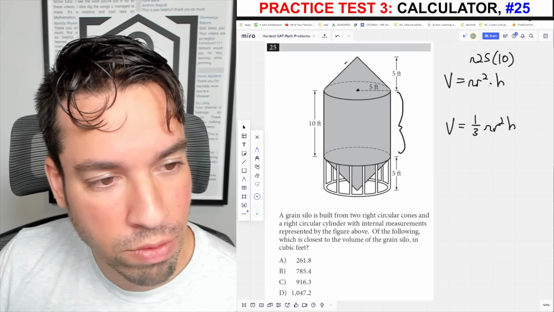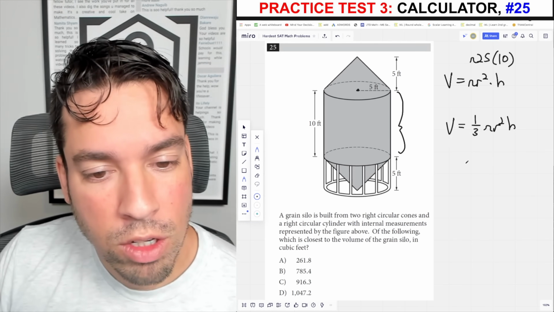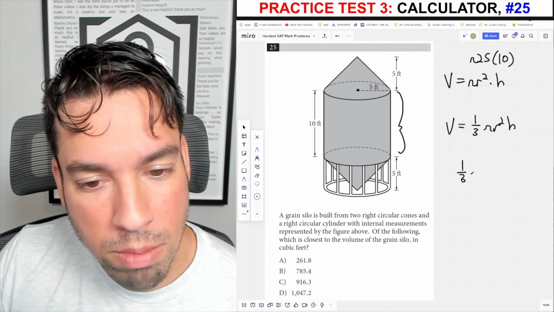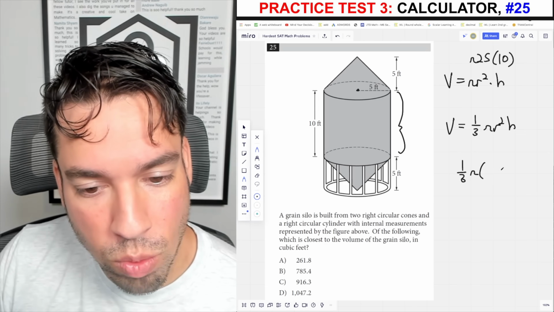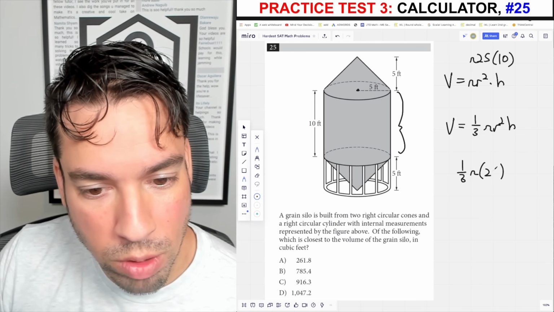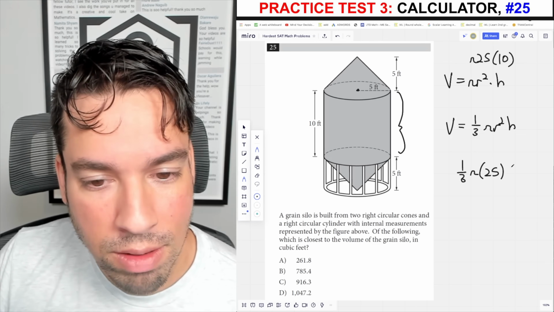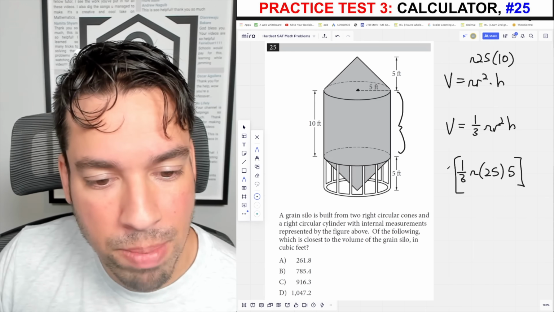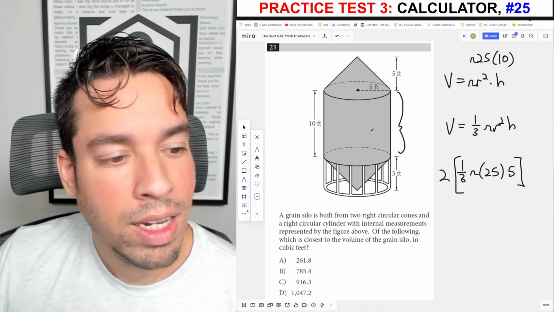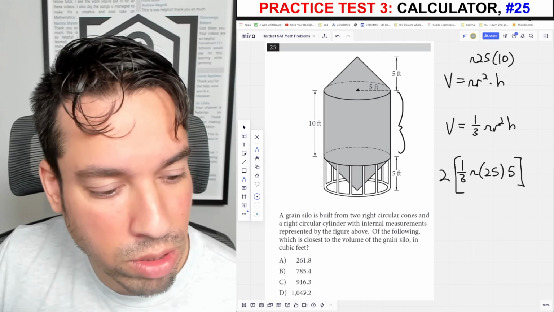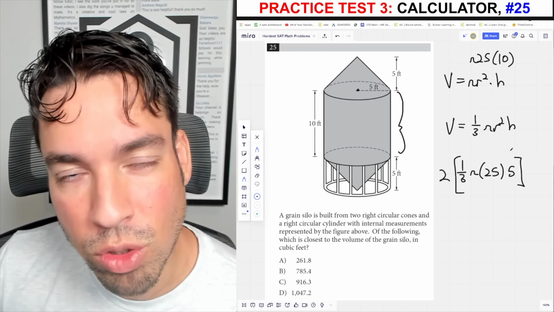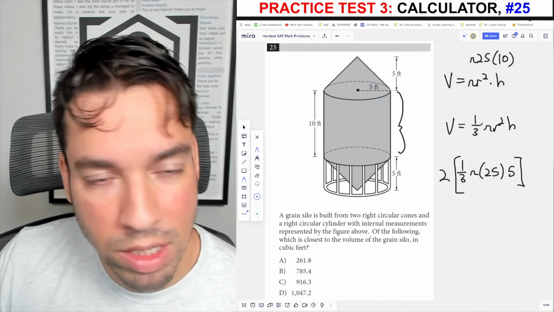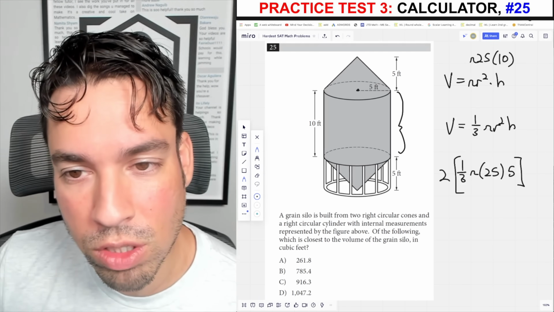Now we need an expression for the cones, but there's 2 of them. So again, it's 1/3 pi, same radius squared, which is 5 squared, which is 25. And what's the height? It's 5. But again, this is just one of them. We need the ones on the top and bottom, so I multiply it by 2. And guess what? This is a calculator problem. Obviously, with all these decimals, you're not going to be able to do this mentally or on paper with any great deal of time efficiency, so let's go for it.